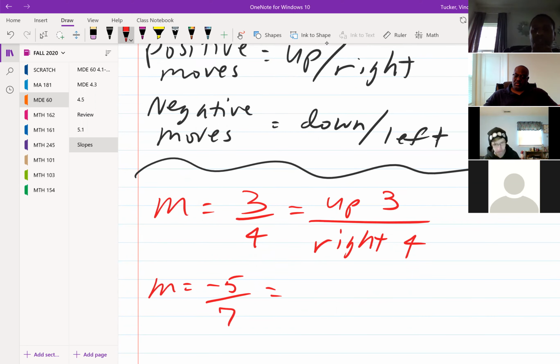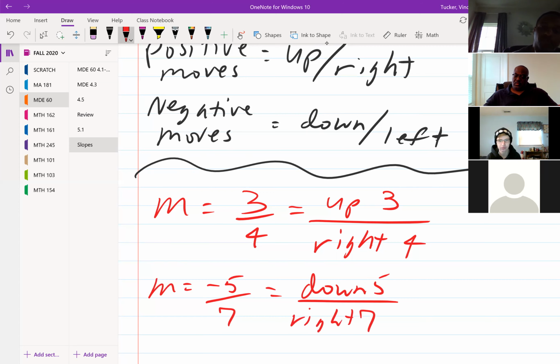So let's say if we had -5/7. I always say just give the negative to the top. You cannot give the negative to the top and bottom, because now negative over negative is positive. So that negative is not assigned to the top and bottom. You've got to give it to either or. And so I would let it be -5 over +7. So that means you would go down 5, right 7.